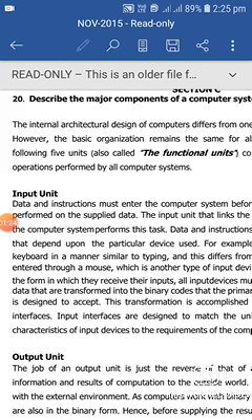So the input unit consists of all the input devices like keyboard, mouse, etc. Next, using the input unit only, we are inputting all the data into the computer.